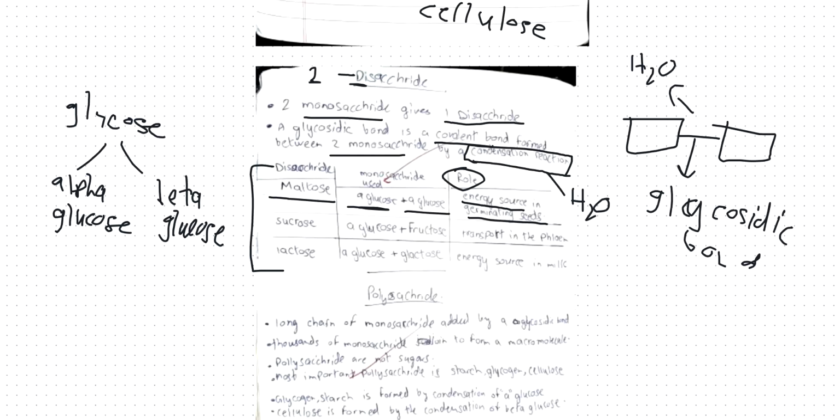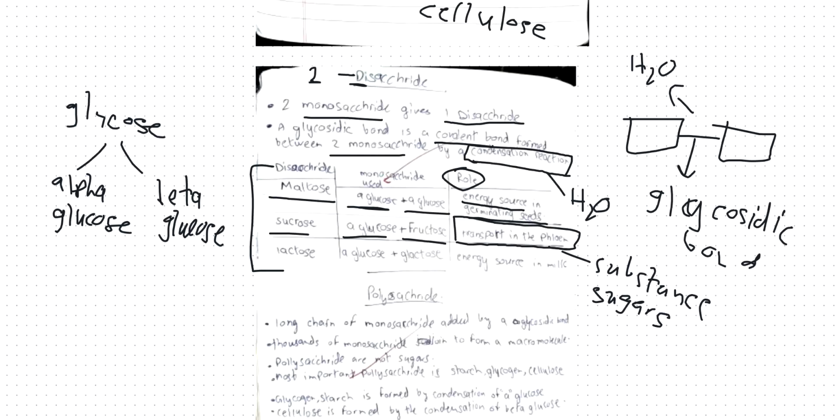Sucrose is when alpha glucose and fructose combine together. And the role of sucrose is that it transports substances in the phloem. Again, I'll explain what it would transport. For now, they transport different kinds of sugars, basically the compounds that release energy, right? Sucrose and sugar is basically transported in the phloem.